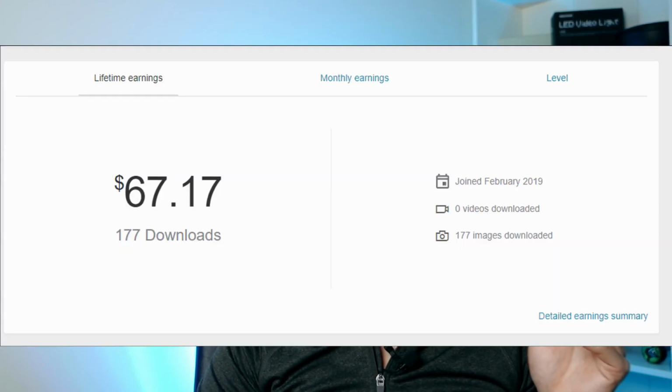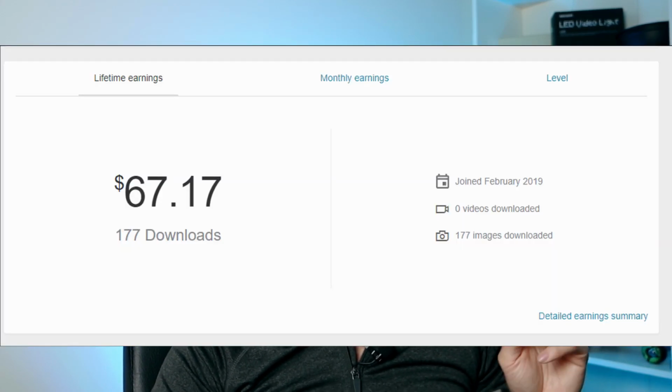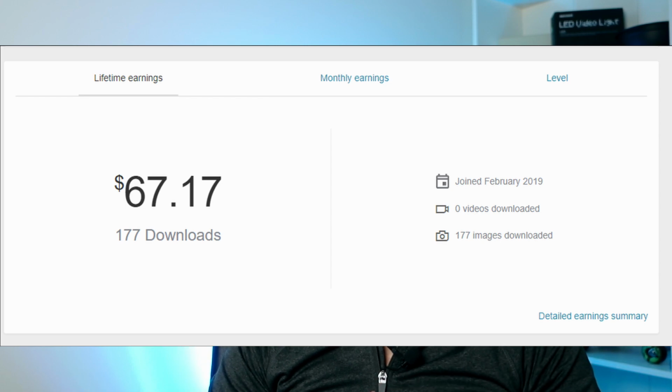So if you've been doing stock photography, you would have known that Shutterstock updated their payment this summer, and there has been lots of talk about how bad the earnings are per photo. As a summary of what I made this year from Shutterstock, I made $67.17 over 177 downloads. That works out to be 38 cents per download.